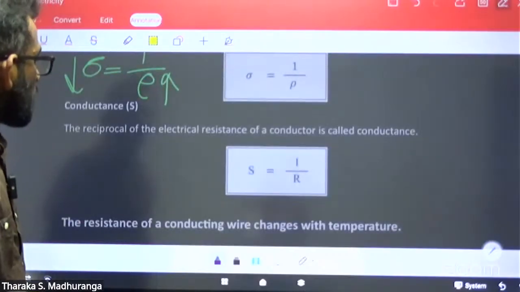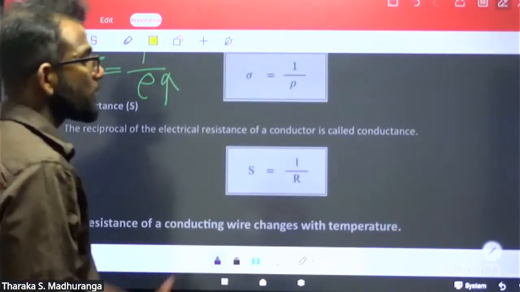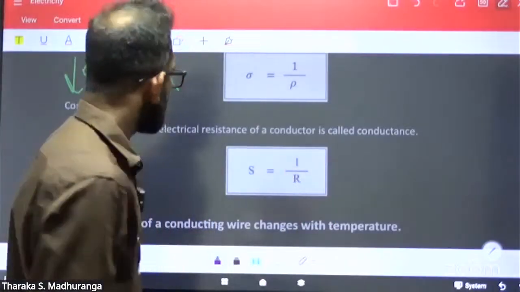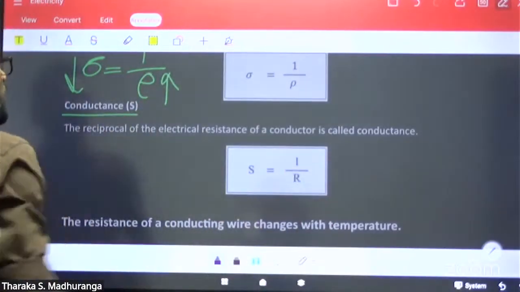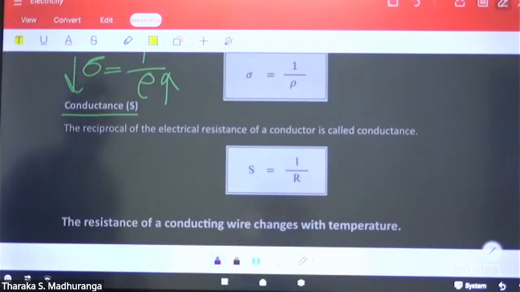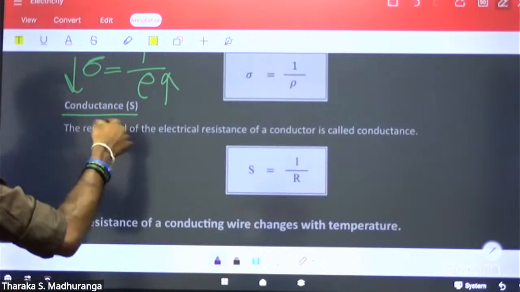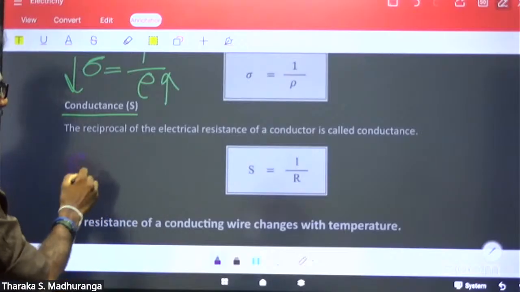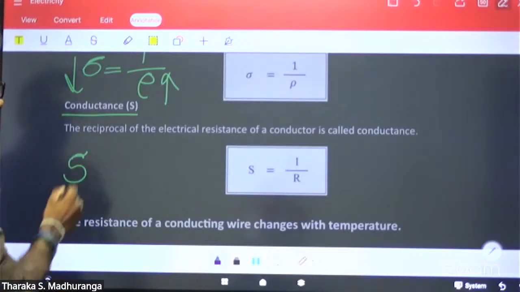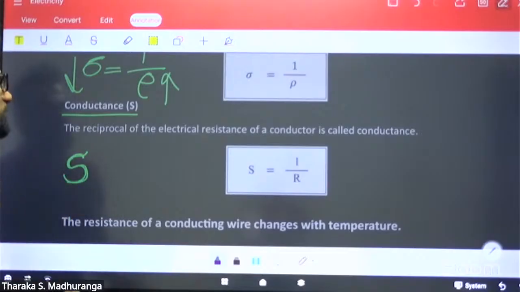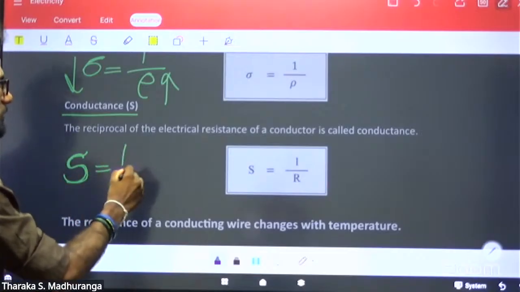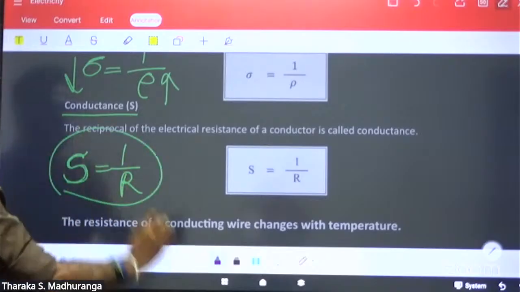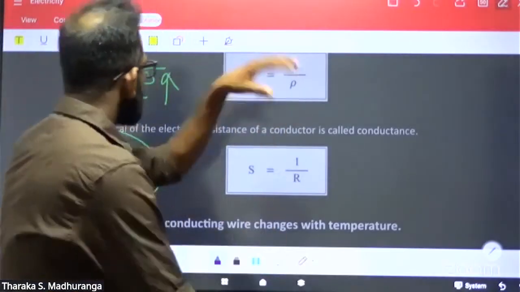The reciprocal of the electric resistance, 1 over R, we call conductance. They are not usually used. Keep in mind S is the conductance. Conductance equals 1 over R.